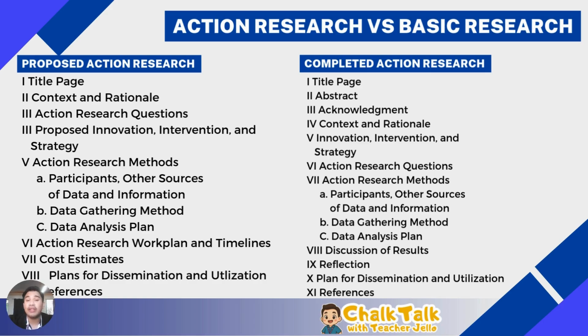For part 6 of the proposal of your action research is action research work plan and timelines. Seventh part is the cost estimates. The eighth part is plans for dissemination and utilization. And of course, the last one will be your references. So these are the parts that we have to prepare and to complete as we make our action research proposal.